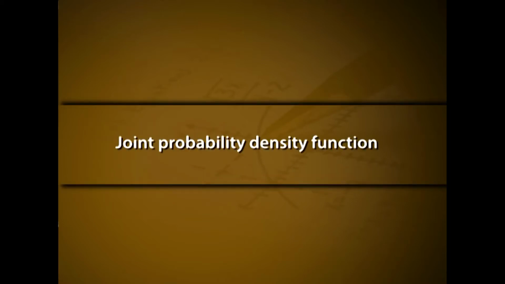Joint probability density function. For two continuous random variables x and y, if p of x less than x less than x plus dx, y less than y less than y plus dy, is equal to f of xy into dy into dx, then f of xy is considered as the joint probability density function of x and y.